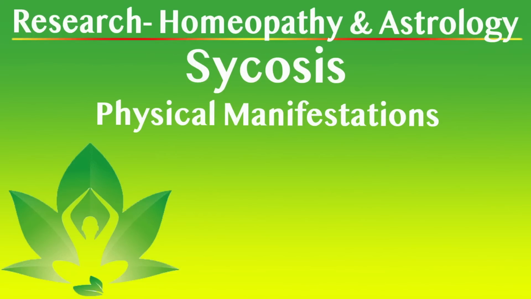Eighth house, associated with degenerative processes and long-standing health problems. Afflictions by Saturn or Mars in this house lead to chronic, degenerative conditions such as rheumatoid arthritis or bone disorders, where joints and bones slowly deteriorate over time.